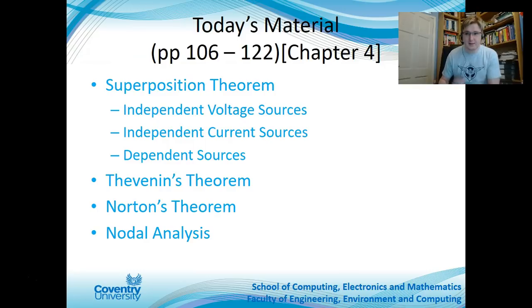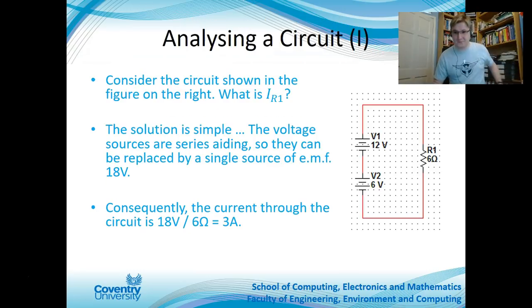Okay, so let's crack on with it. Here's a circuit. Say we want to find what the current is through R1. In this case, the solution is relatively simple because we know from our topic 4 material, where we were adding and subtracting power supplies, that you can add the 12 volt and the 6 volt supply because they're both pointing in the same direction. So 12 plus 6 is equal to 18.